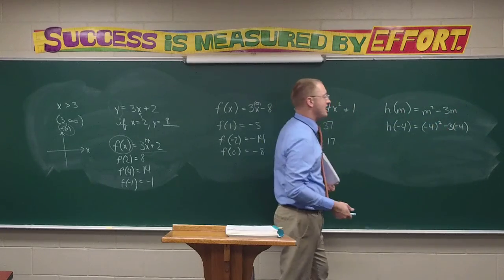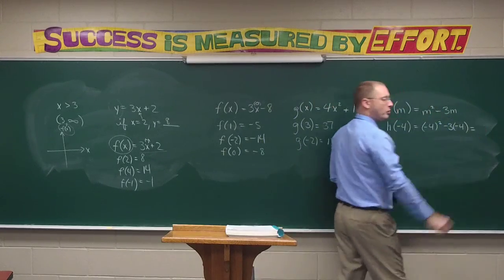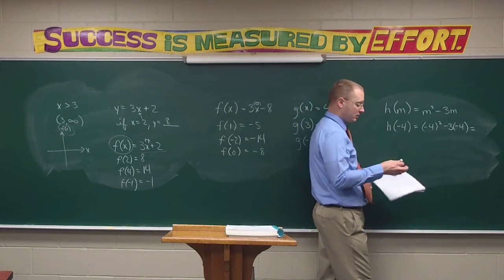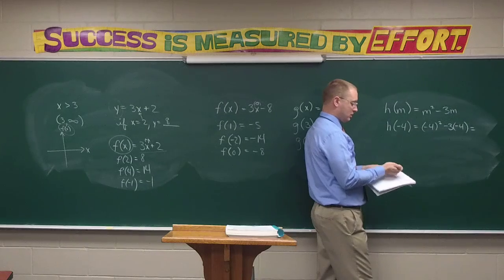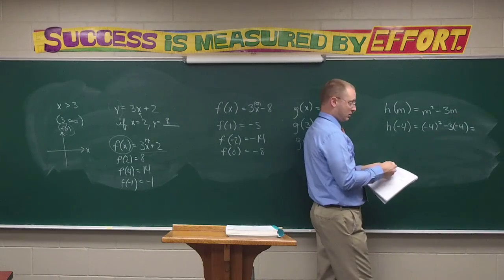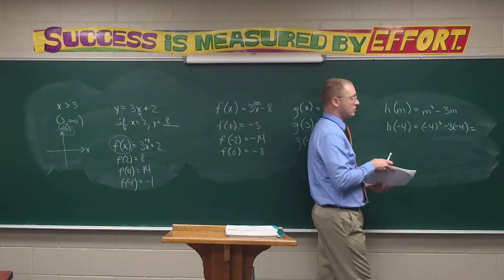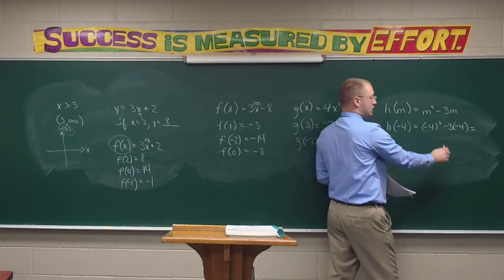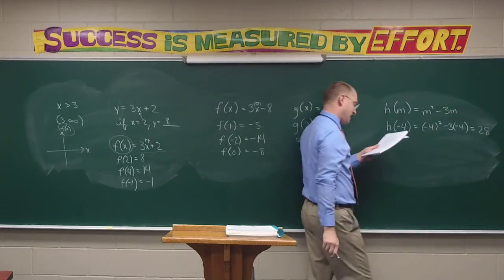What do we end up with for h of negative 4? Abby? Wait, I was going to say 4, but negative 4 times negative 3 is positive 12. Right. So 28. Good. This is a positive 16. This gives you a positive 12, as she noted, which gives you a positive 28 for your answer.